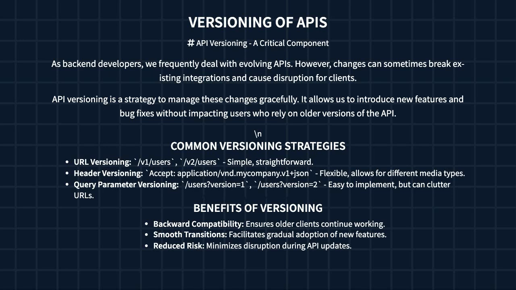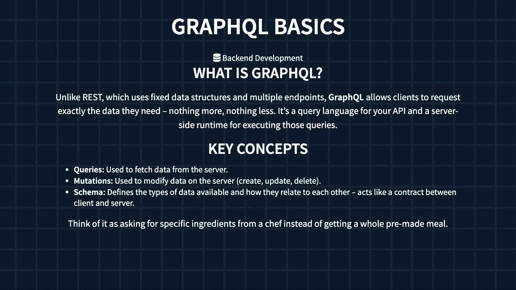Okay, let's talk about GraphQL. It's a really different way to build APIs compared to the traditional REST approach. Instead of relying on fixed data structures and multiple endpoints, with GraphQL you essentially ask for exactly what you need. It's like telling the server, give me just these specific ingredients, instead of getting an entire pre-made meal.